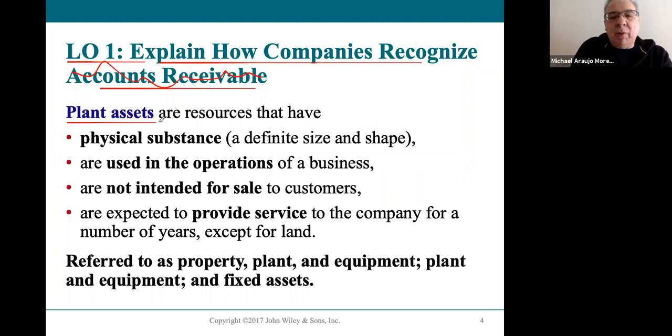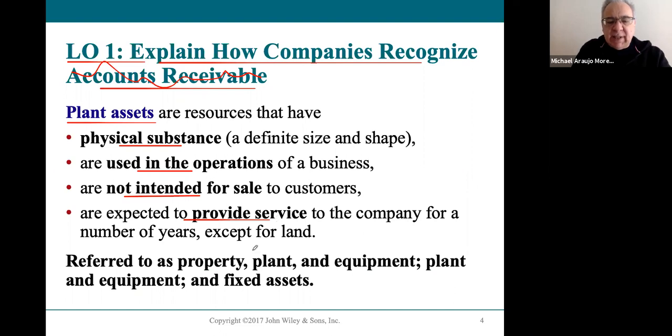So property, plant, and equipment, remember, physical substance, right? Property, plant, and equipment are assets that are long-term. They're used in the business. They're not intended for sale. They will help the company sell products or services. So they will provide a service to the company for a period of time, right? That's the useful life of the asset. And then they will go through a process that we will talk about in Objective 2, in terms of they depreciate during that useful life.